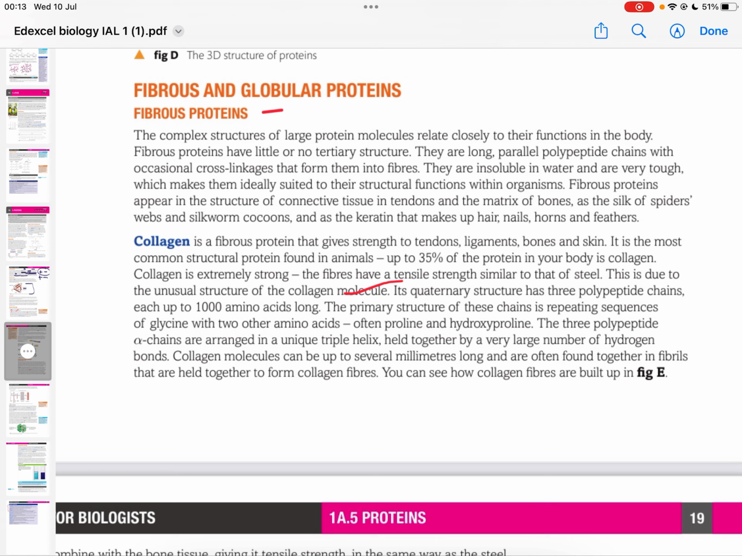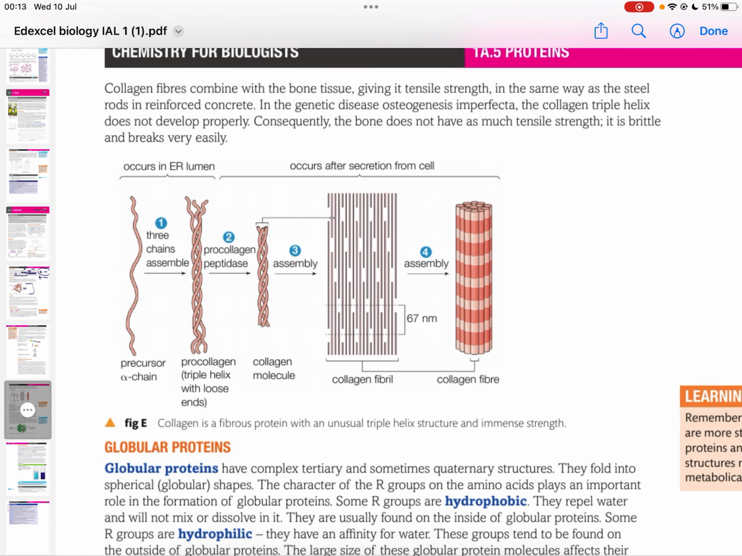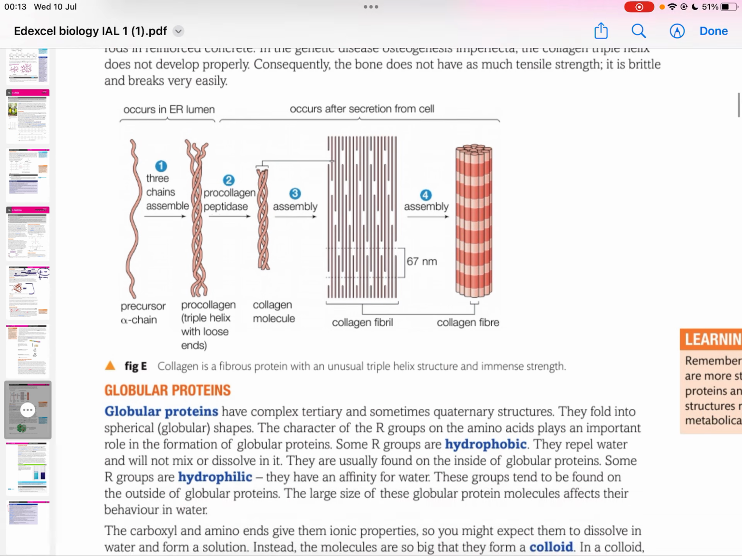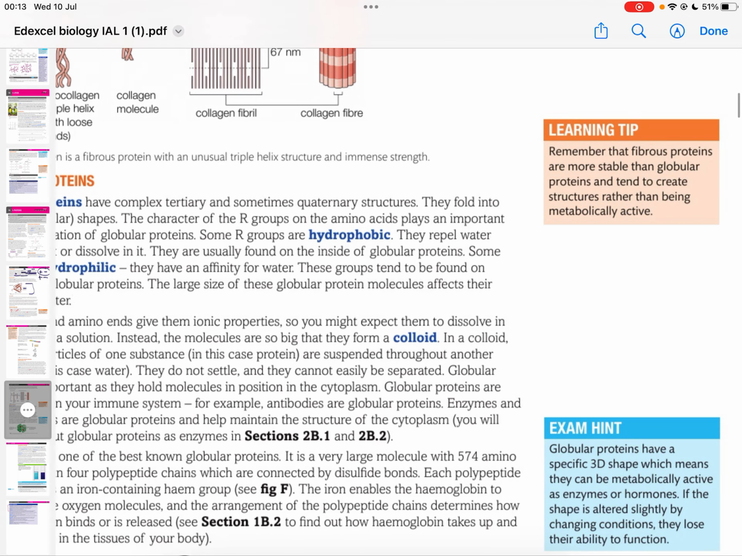You can see how collagen is built over here. Precursor of a chain, procollagen, which is a triple helix with loose ends, then collagen molecule assembly, collagen fibril assembly, collagen fiber. Remember, fibrous proteins are more stable than globular proteins and tend to create structure rather than being metabolically active.